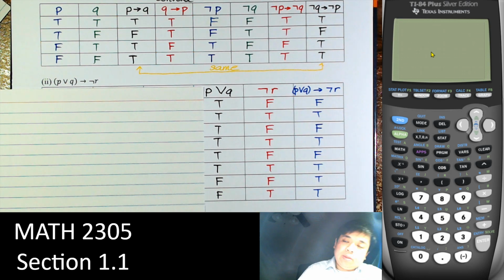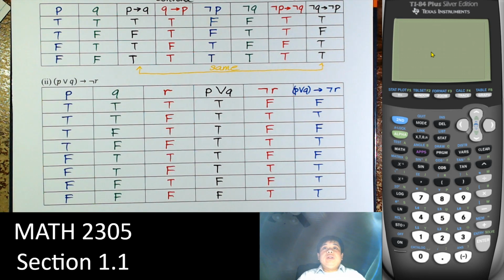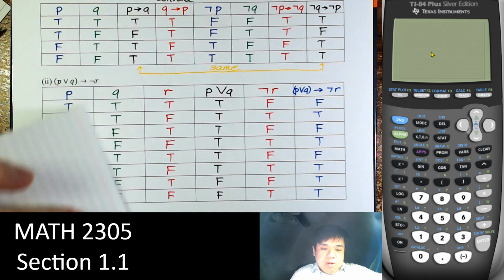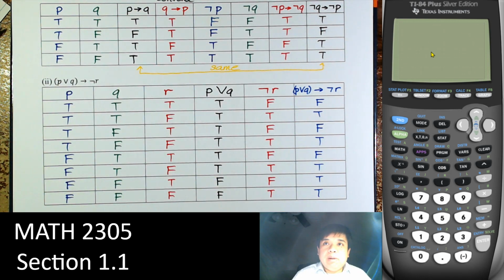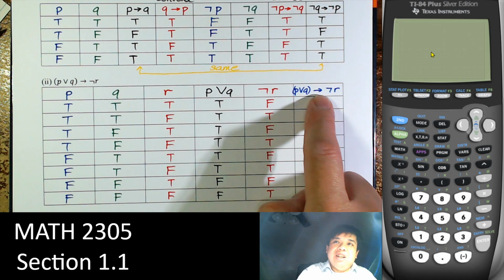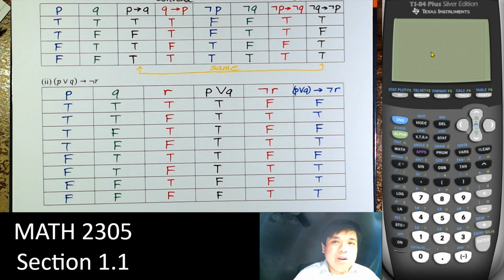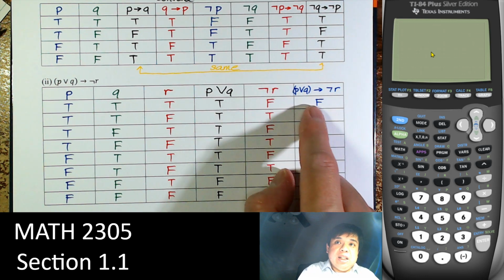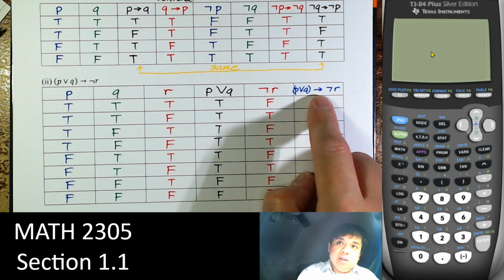Right. If we use a calculator to verify this, we don't need to do the intermediate steps. We just do the last one. Never mind. We cannot use a calculator yet because we need the implication. So like I said, the next section will say what is equivalent to the implication.